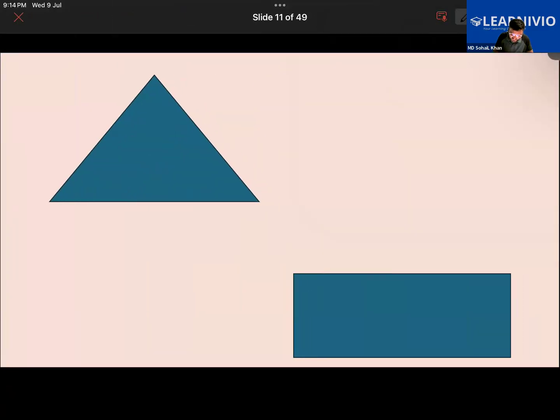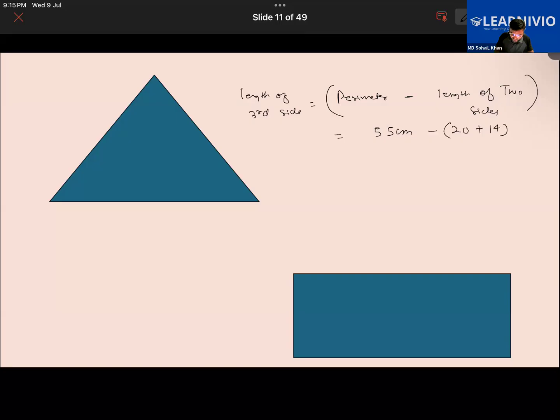See, sir, the length of the possible third side will be 21. Basically, it will be the perimeter of the triangle minus the length of two sides. If you have to find the length of the third side, the length of third side will be equal to perimeter minus length of two sides. So perimeter is 55 centimeter, and the length of two sides is given as 20 and 14. So 20 plus 14, so that is 55 minus 34. And as you were answering, look, that is 21.